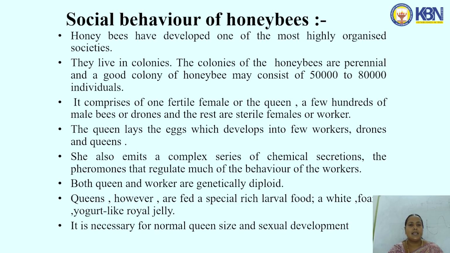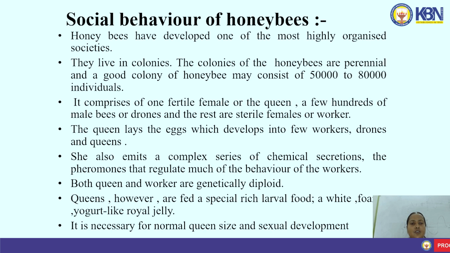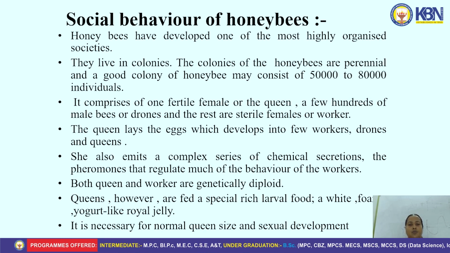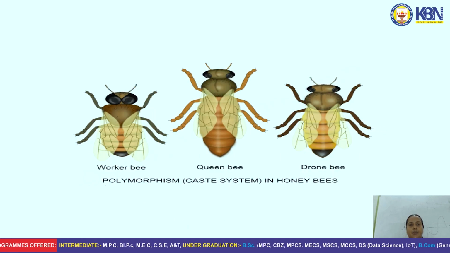The queen lays the eggs which develop into workers, drones and queens. She also emits a complex series of chemical secretions, the pheromones, that regulate much of the behavior of the workers. Both queen and worker are genetically diploid. Queens, however, are fed a special rich larval food, a white yogurt-like royal jelly. It is necessary for normal queen size and sexual development.